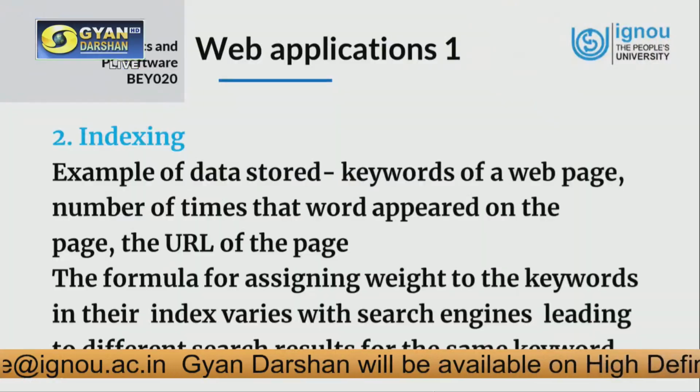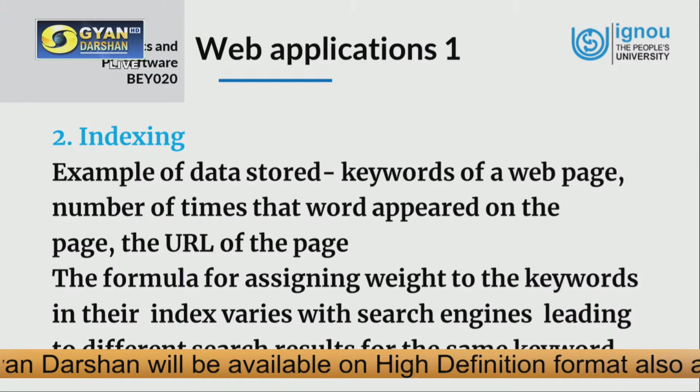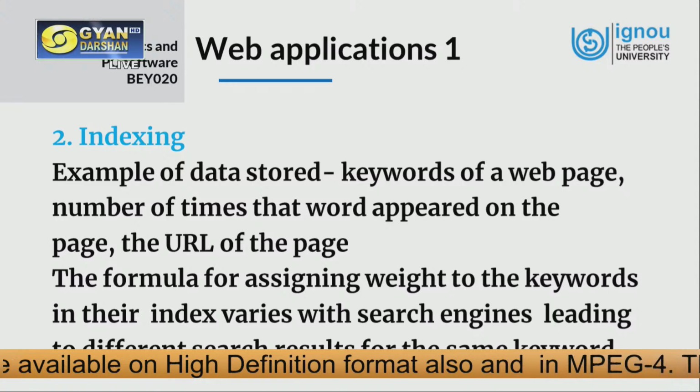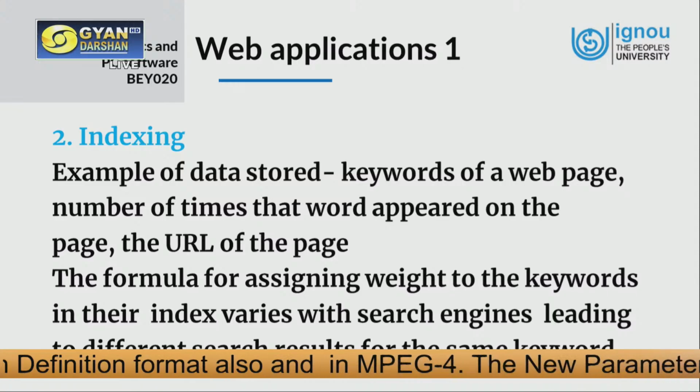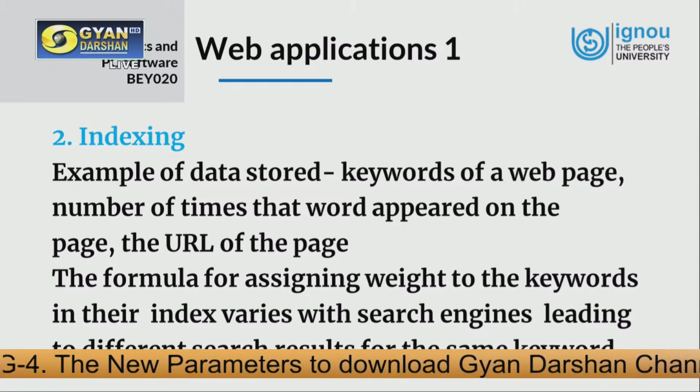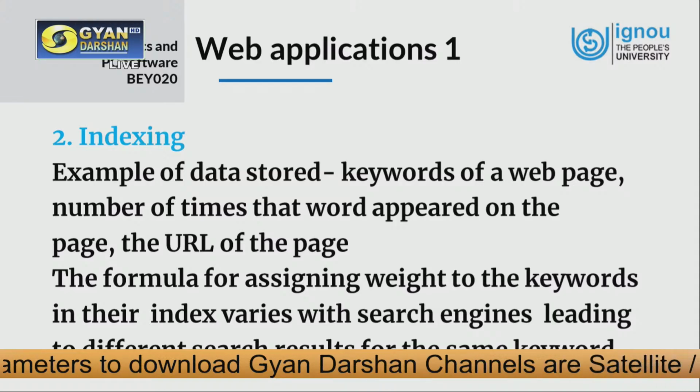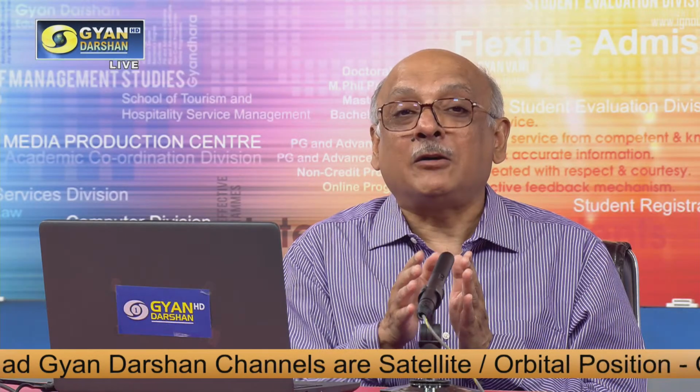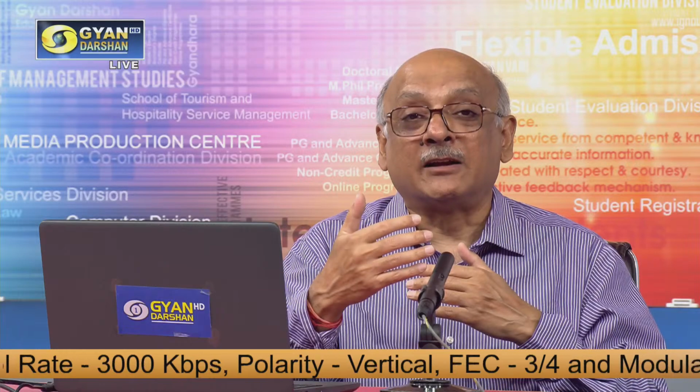So indexing is basically an example of data stored: keywords of web pages, the number of times the word appeared on that particular page, the URL of that page, the formula for assigning weight to the keywords, etc. But in indexing you are doing that. However, page ranking also uses linking of various websites. And some of the websites which are most important are also part of assigning weights, deciding which page should be ranked higher than another page.